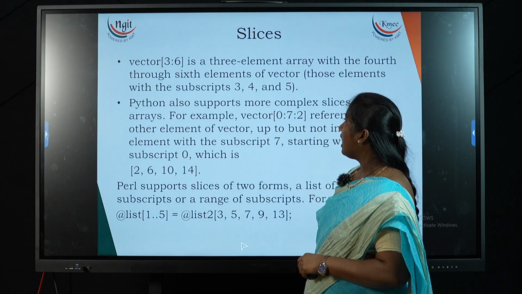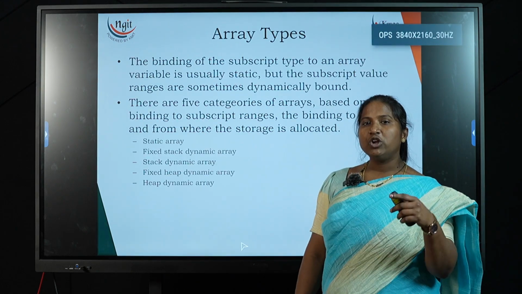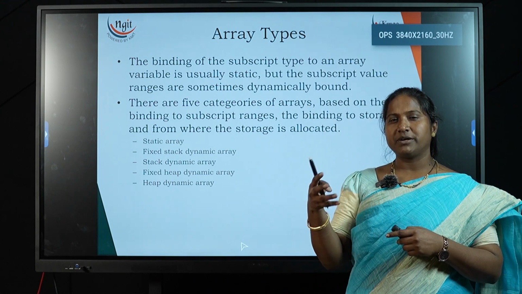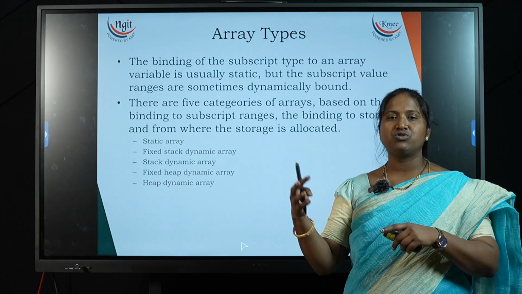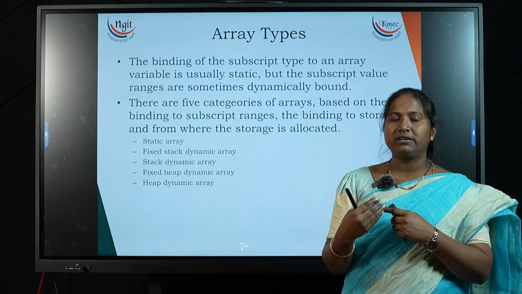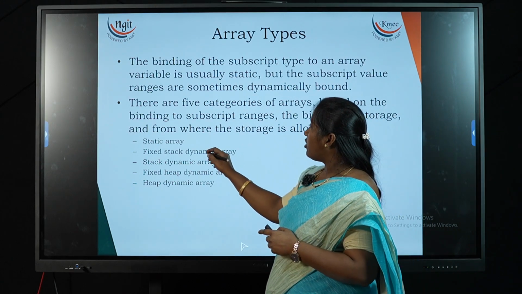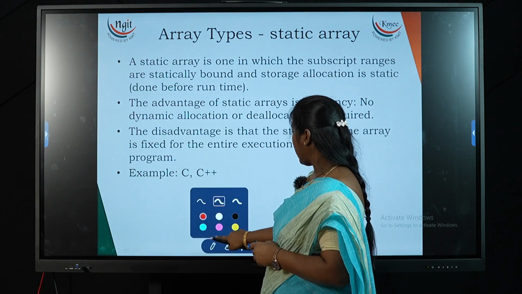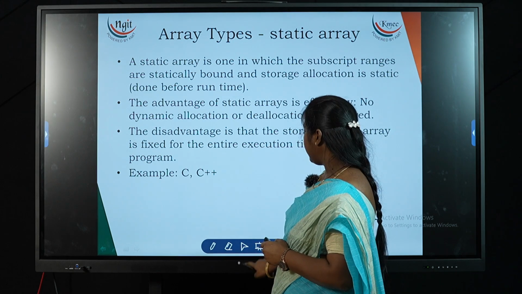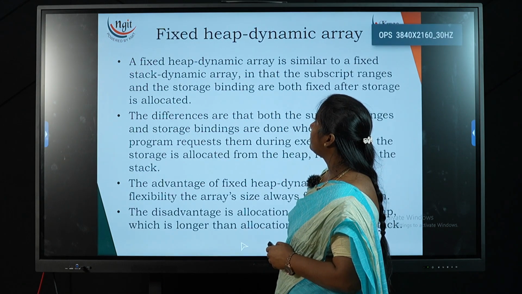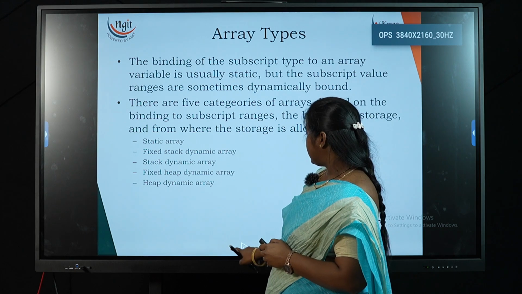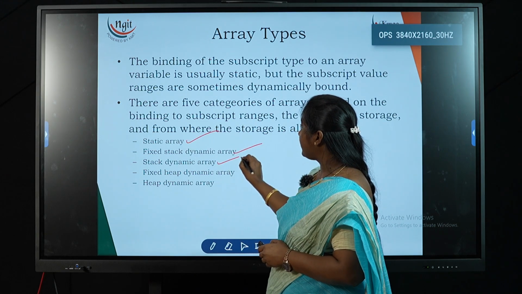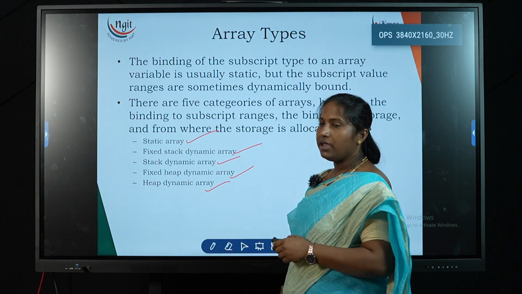Now, next see about array types. So I told you in the design issues, when you come to the part of elaboration time, compile time, run time, binding of array values to the memory, all these things will get categorized into array types. There are 5 kinds of arrays: static array, fixed stack dynamic array, stack dynamic array, fixed heap dynamic array, heap dynamic array.